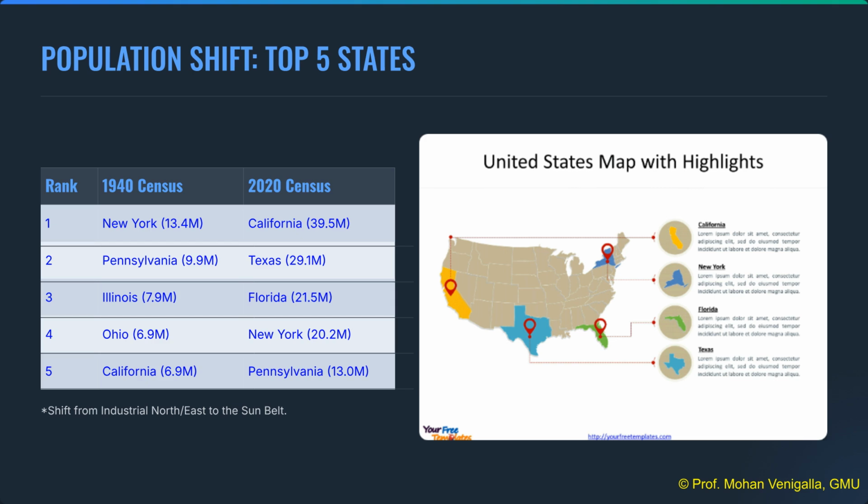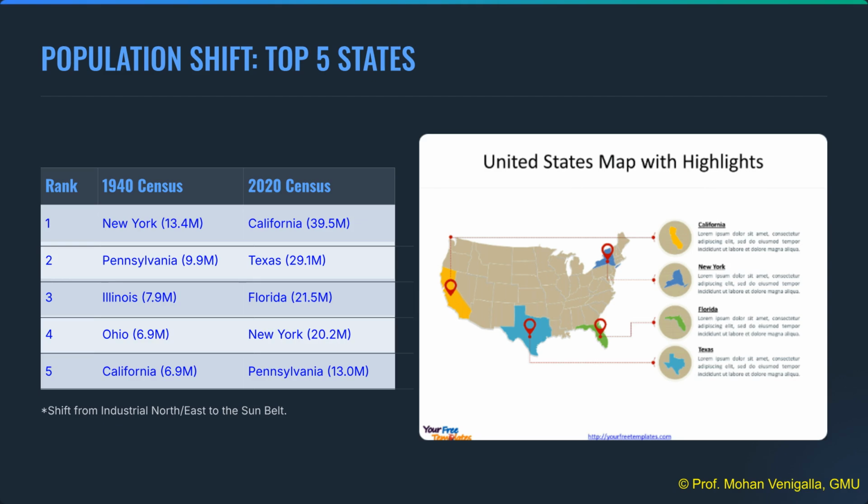The United States has experienced a major population shift, moving from the industrial north and east towards the Sun Belt. To illustrate this, consider the top 5 most populated states. In 1940, New York was number 1, but by 2020 it had dropped to 4th place. Conversely, California, which was 5th in 1940, is now the most populated state. Looking at the changes over 70 years, the top 5 in 1940 were New York, Pennsylvania, Illinois, Ohio, and California.